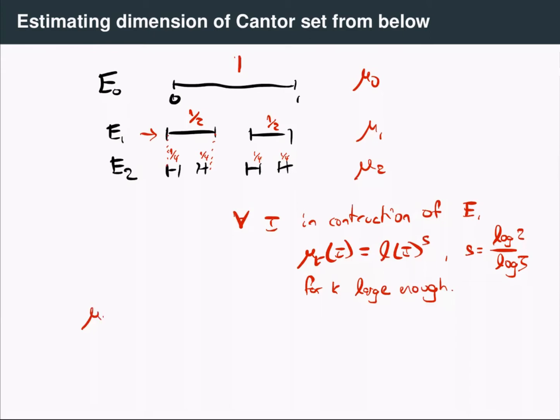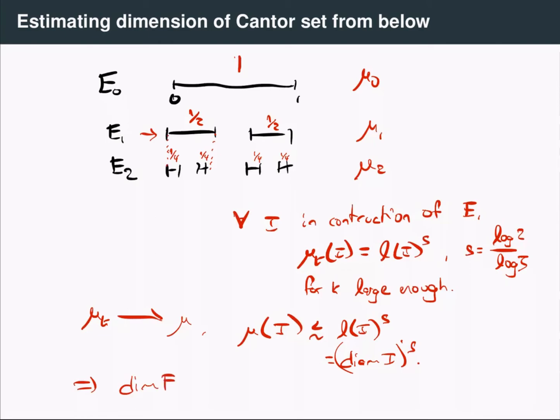So now I take a weak limit. These will converge to a measure mu, which is now Frostman. So one can show that for any interval I, mu(I) is going to be at most some constant times the length of I to the power S, or in other words, the diameter of I to the power S. And thus, this is a Frostman measure supported on my set, which implies that the dimension of E is at least S.